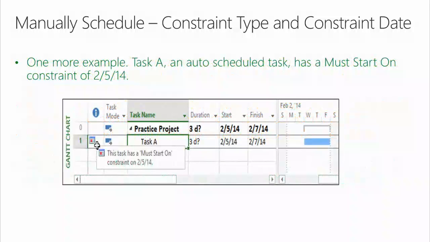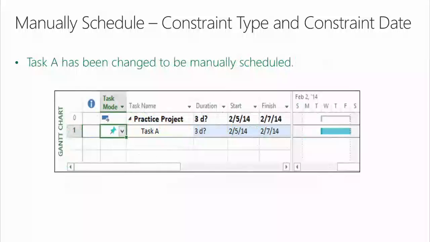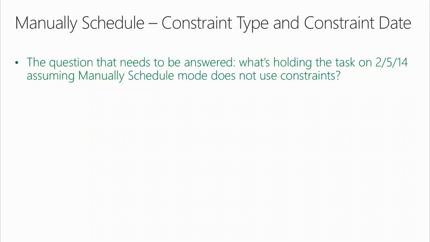So let's take it up another notch here. Terry, I got one more example for you. Task A, an auto-scheduled task, has a must-start-on constraint of 2514. Fair? Okay? All right? Task A, Terry, has now been changed to manually scheduled. The question that needs to be answered, Terry, is what's holding the task on 2514, assuming manually scheduled mode does not use constraints?